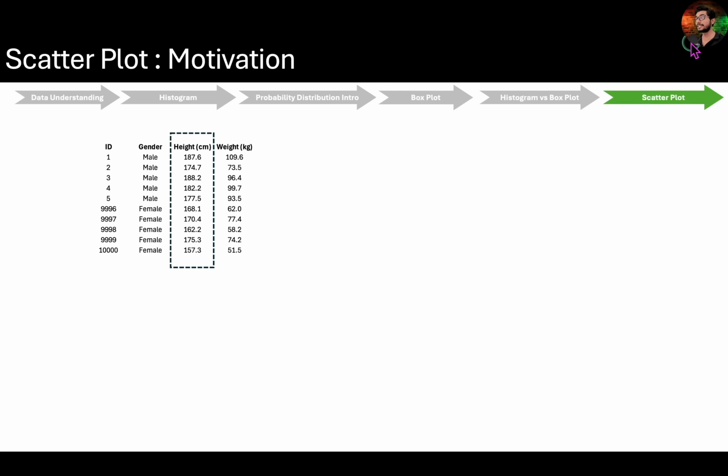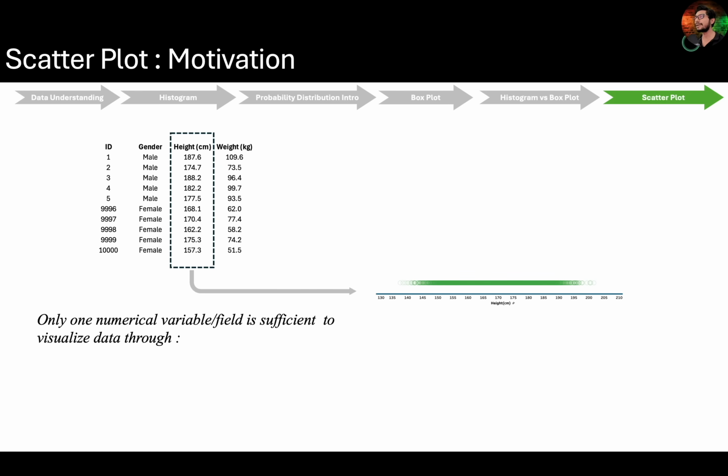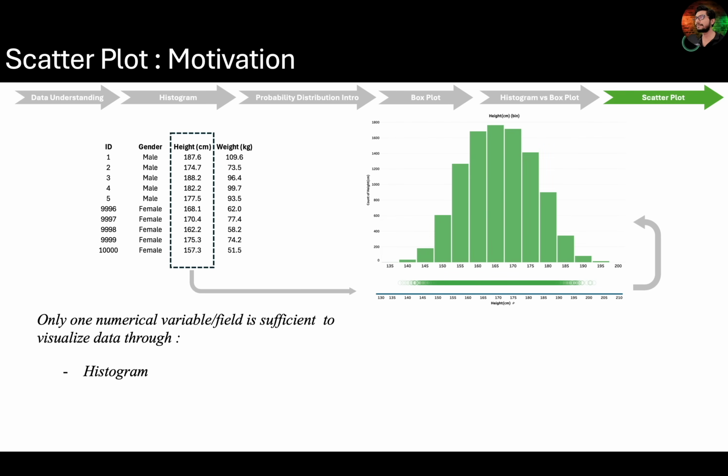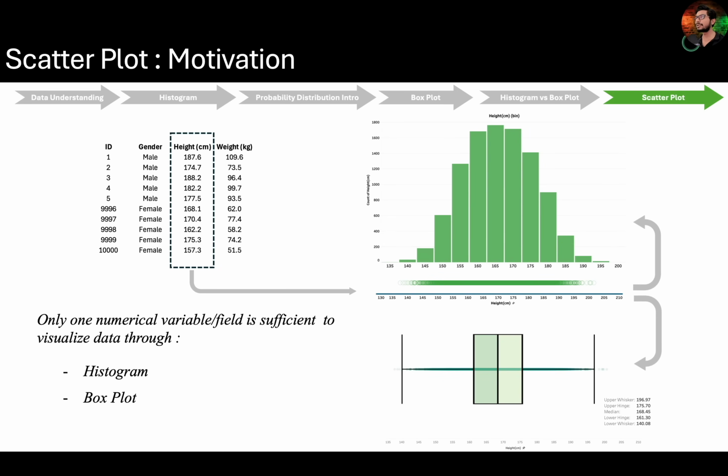Up to this point, we have been working with a single variable, such as the height field, by placing the individual values along a single axis. This one numerical variable alone was sufficient to create both histogram and box plots. Through these visualizations, we have explored their significance in depth and uncovered various interesting statistical insights each plot could reveal.